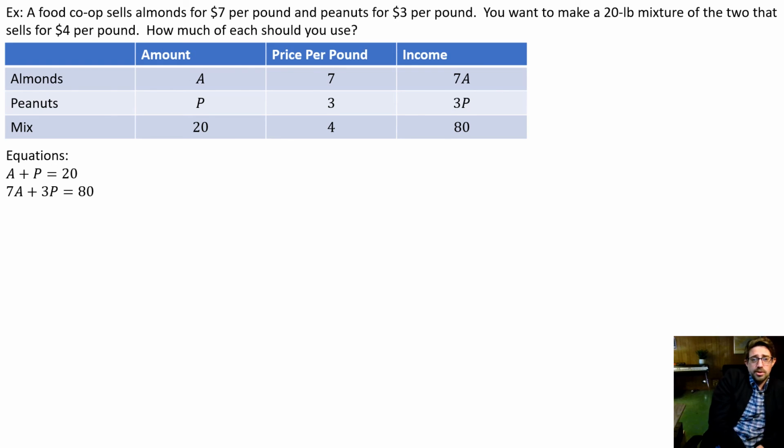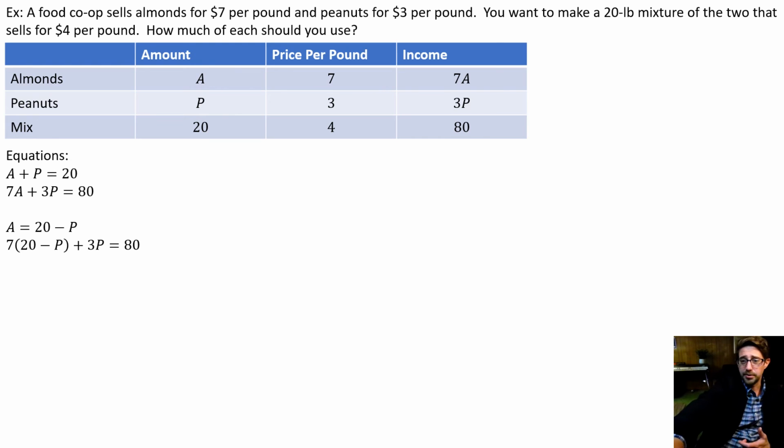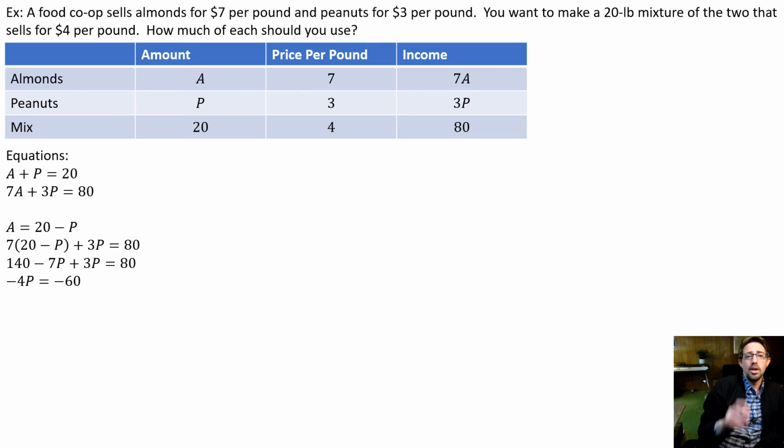The rest is just a pretty simple system. So let's bomb through it. Let's use substitution. Let's plug that into the other equation. Let's distribute and combine like terms. It almost looked for a second there like we were going to get a negative number, which hopefully you would think, wait a minute, that doesn't make sense, right? But we don't, because it's negative 4P equals negative 60, so P is 60 over 4.